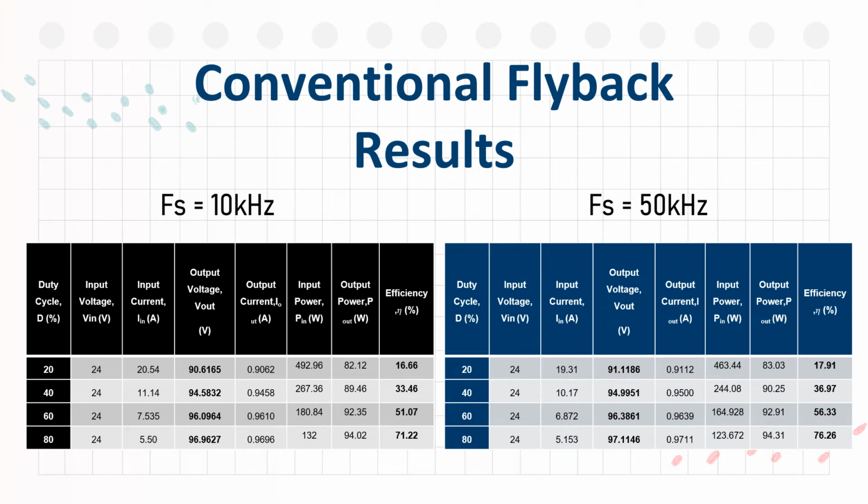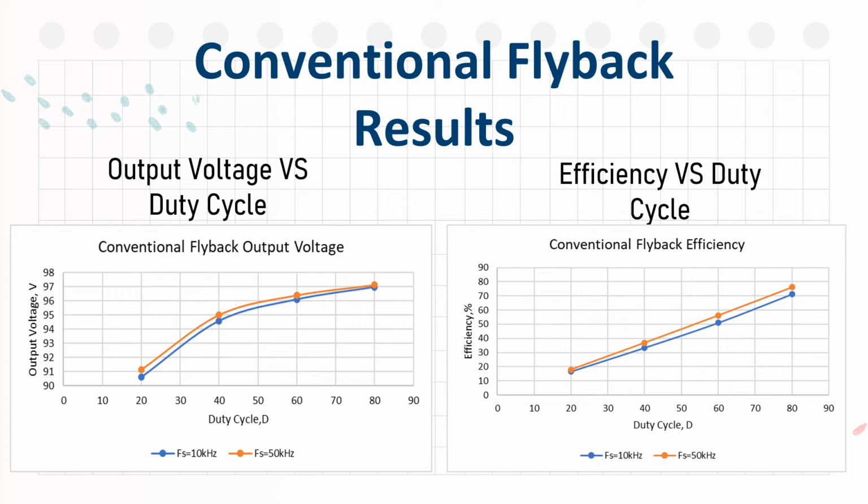When the switching frequency is 10 kHz, the result was tabulated in the black table. When the switching frequency is changed to 50 kHz, the result is tabulated in the blue table. Then the graph is plotted from the table. On the left side, output voltage versus duty cycle. As you can see, as the duty cycle increases, the output voltage also increases. In the case of switching frequency, when the switching frequency is 50 kHz, it produces higher output voltage than when the switching frequency is 10 kHz.